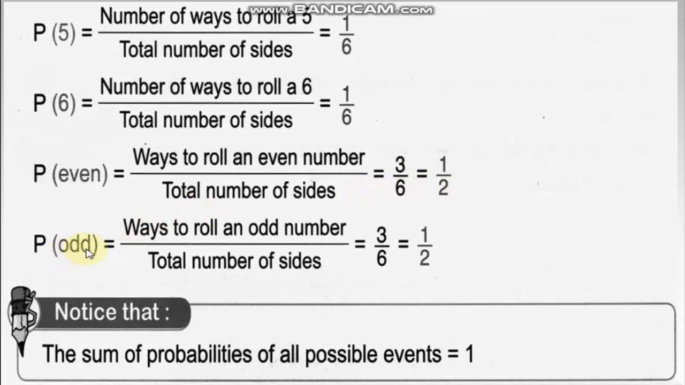The probability of getting an odd number equals the number of ways to roll an odd number over the total number of sides. We have 3 odd numbers: 1, 3, and 5 on the die. So we have 3 numbers over the total number, which is 6. 3 over 6. We can put it in the simplest form by dividing 3 and 6 by 3. 3 divided by 3 equals 1 and 6 divided by 3 equals 2. So the probability of getting an even or odd number is half. Note that the sum of probabilities of all possible events equals 1.